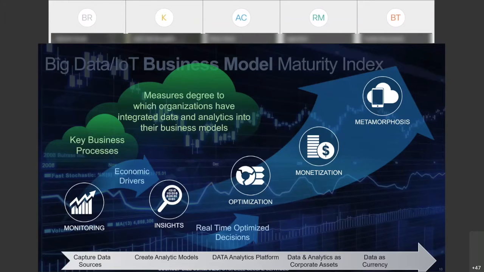And as you progress through that and you hit that final stage, you start really changing how you view data in your organization, migrating from just capturing to creating models, to now having a really solid data analytics platform that's capable of delivering against AI and machine learning, to now having a business review and look at the data that you have as functionally being corporate assets, to then even potentially looking at data as currency.